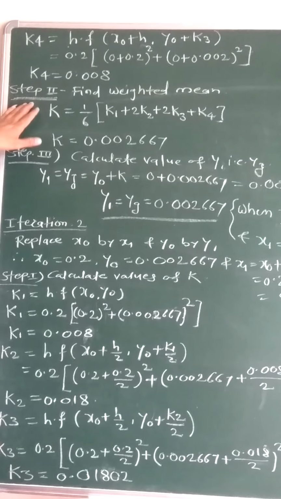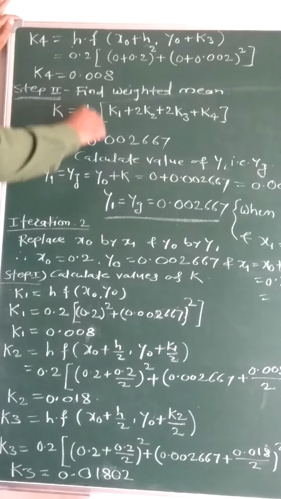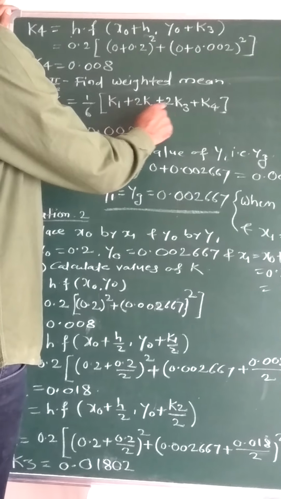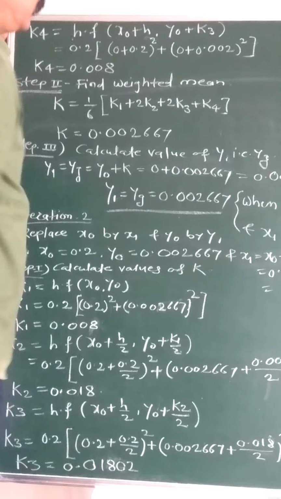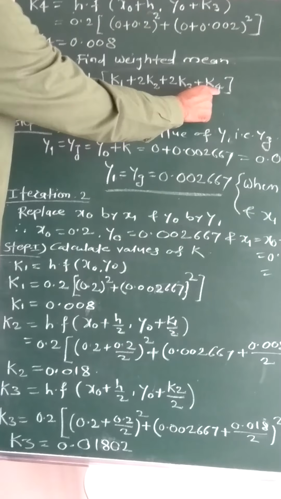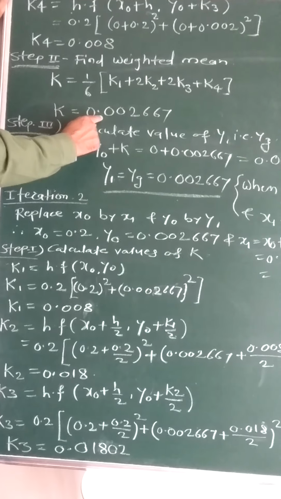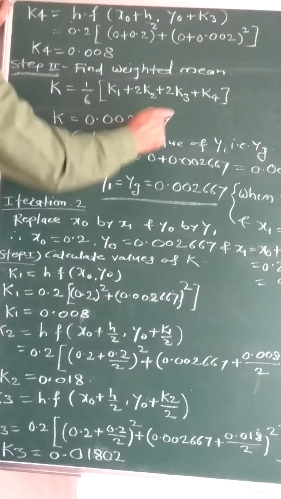Now, step number 2 is to find the weighted mean. And it is calculated as k is equal to 1 by 6, k1 plus 2k2 plus 2k3 plus k4. Just put the values of k1, k2, k3 and k4. You will get k is equal to 0.002667.